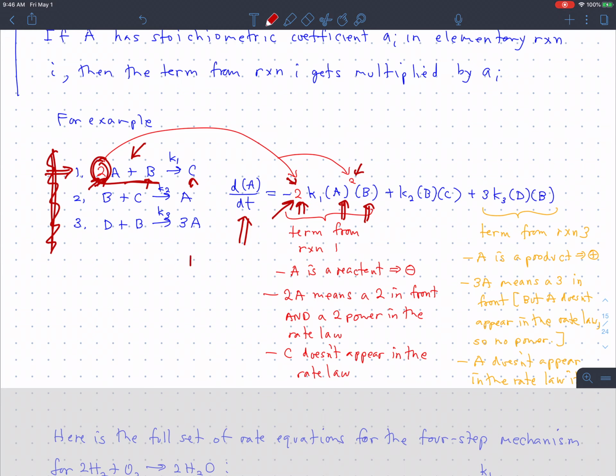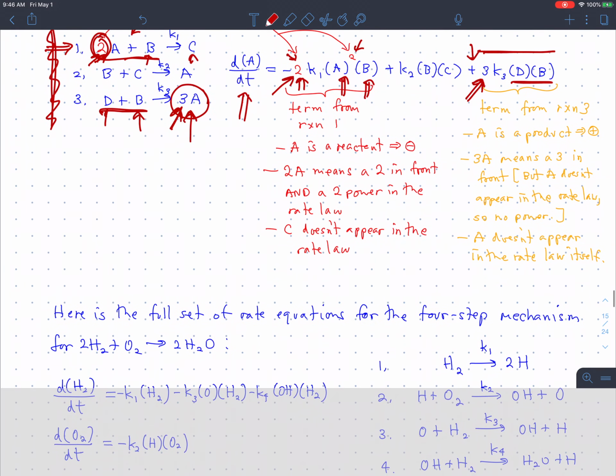Down here, for example, A appears again, this time as a product, so it's got a plus sign over here in the third term. And now, because it's a product, it doesn't appear in the rate law, just D and B do here. But 3 of them are created every time a D or a B disappears, and so we need to account for that, so there's a 3 that appears in front. And that's generally true. Whenever the species whose rate you're keeping track of has a stoichiometric coefficient that isn't a 1, then you need to put that stoichiometric coefficient in front of the rate law, in front of the term that's accounting for the rate.